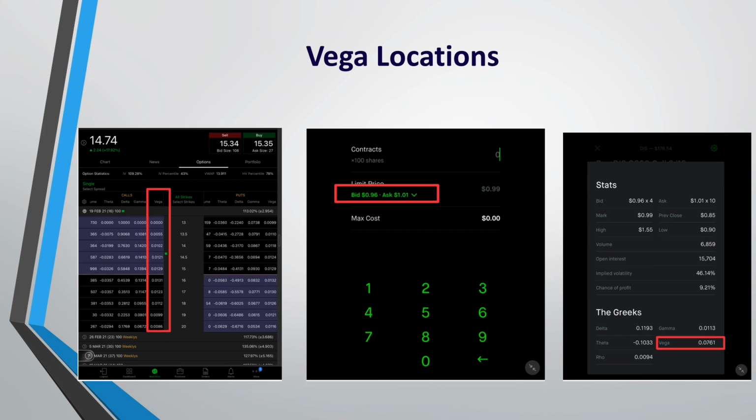Now, the same applies here. I'm showing you once again the Thinkorswim platform option chain. I'm showing you the Vega there in red. And once again, you can customize Thinkorswim. In the middle, like I said, is where you can find it in Robinhood. You click the bid and ask, and on the right-hand side it'll show you all of the information. And that's the Vega that's selected.